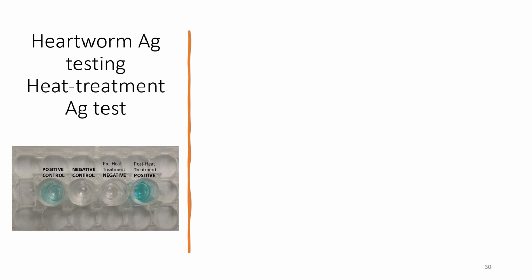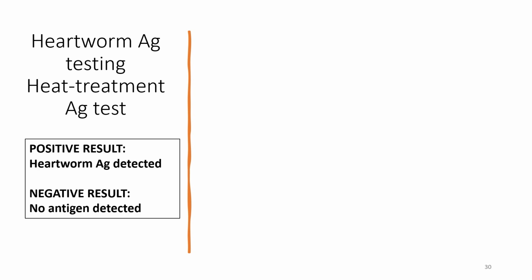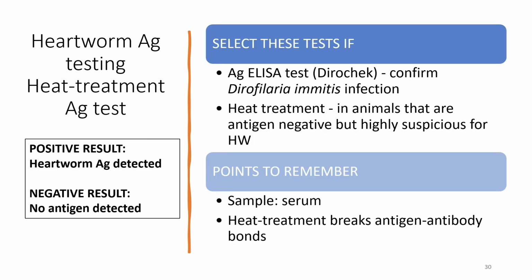So finally, we want to just wrap up with our heartworm tests that are offered for companion animals. We offer both antigen tests and microfilarial tests. The antigen test we use is called the DiroCheck, which is a well-based ELISA. We recommend that you use this test in addition to your SNAP test that you may run in clinic to confirm infection.